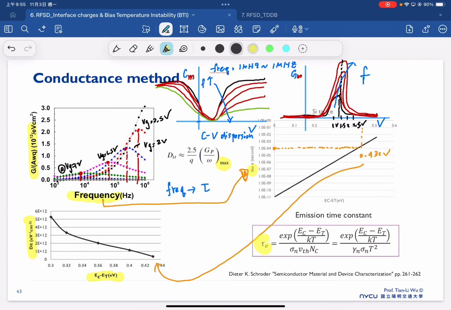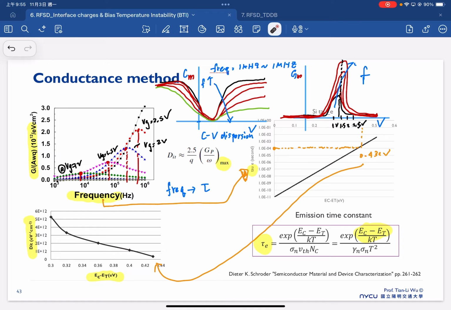So by using this emission time constant versus EC minus ET, we are able to build up this plot. And this plot is very sensitive to the different material. If you are using one material, you have to build up this graph again. If you have a different material, you have to build up this graph again.